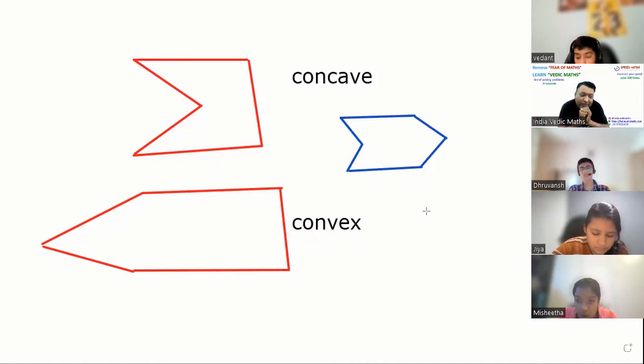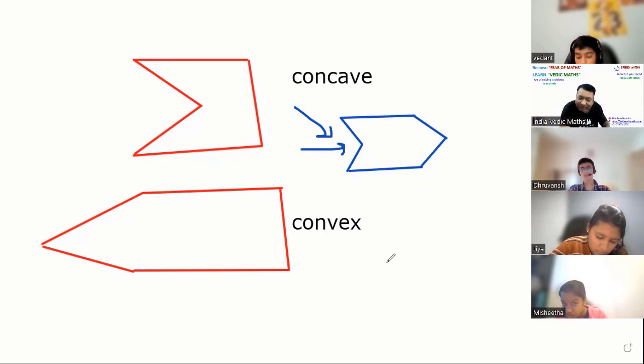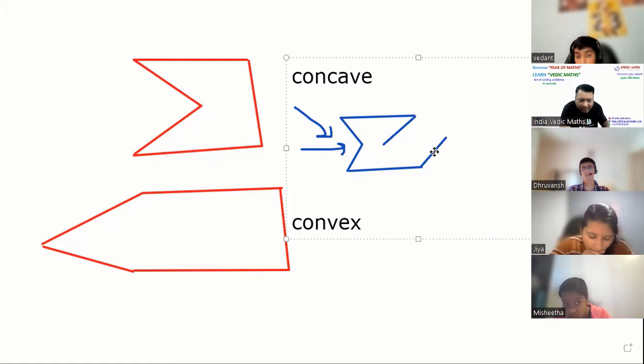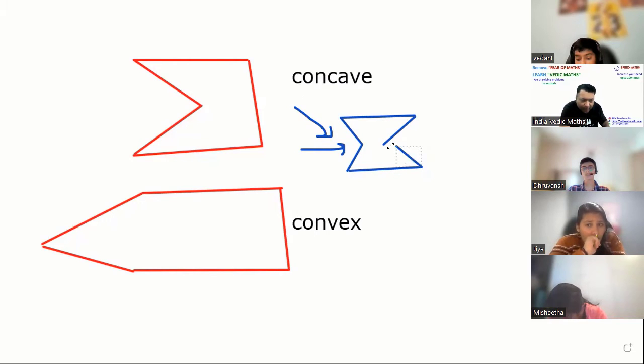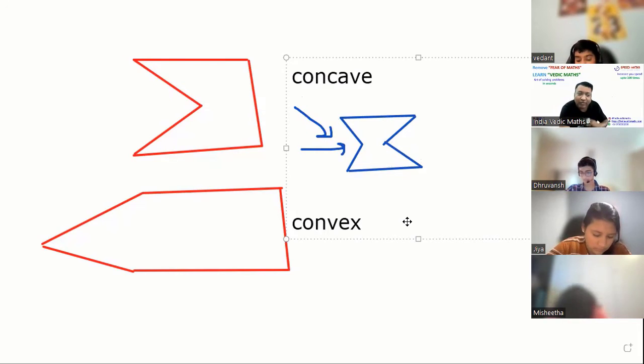Yes, sir. This will still be called concave because there is some side which is bending inside. If there is any side bending inside, it's a concave. Even one side. Even if there are more sides bending inside, then also it's concave. Even if you make like this, which is self-explanatory. This definitely you agree, right? Yes, sir.